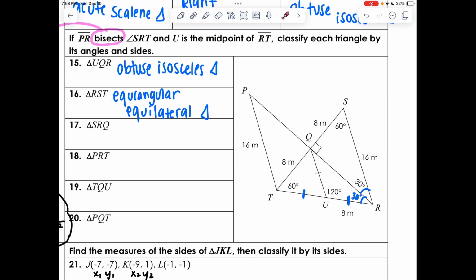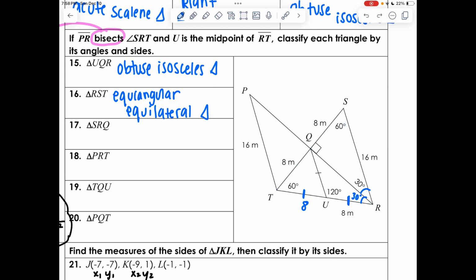This is a lot. Okay, so here, this is how I knew it was equilateral. This is 16, this is 8, and this is 8 because those two are equal. And this is 8, and this is 8. So that's 16, this is 16, this is 16, which means all three sides are the same.